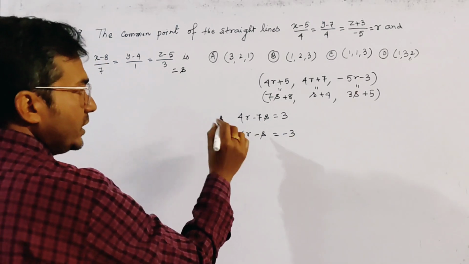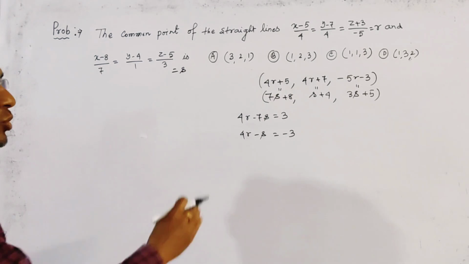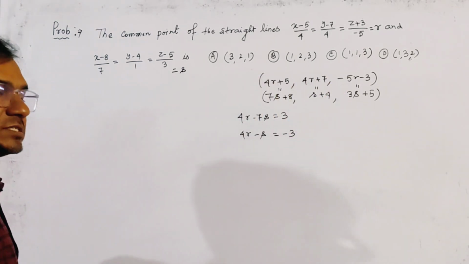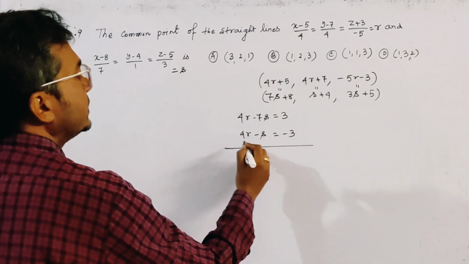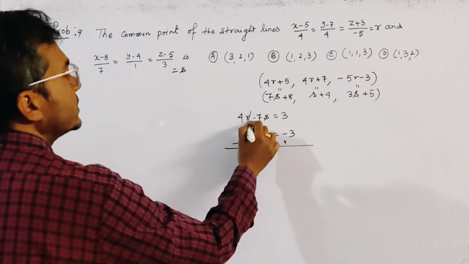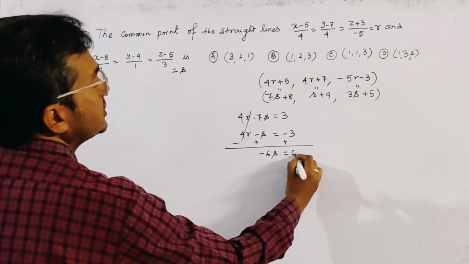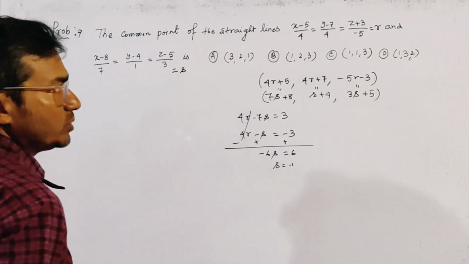And now we calculate r or s from these two relations. We need not find the last relation. Here it is clear that this is minus, this is plus also. So we cancel out these two terms and we get minus 6s equal to 6. So s is equal to minus 1.